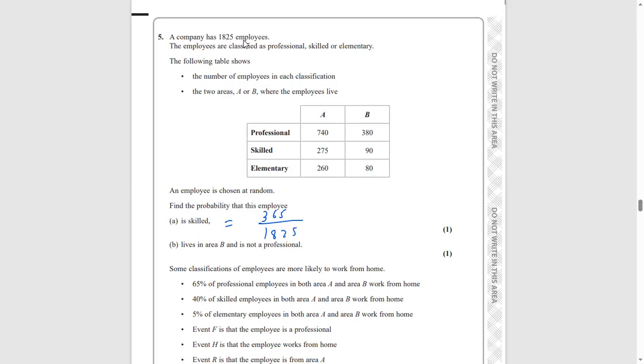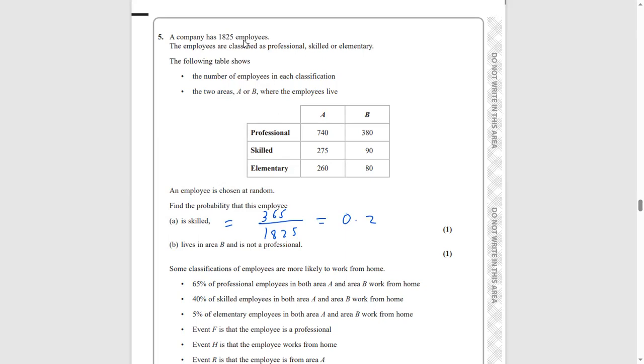If you really wanted to, you could simplify that fraction. If you do that, you get 0.2. So it's probably better just to leave it at 0.2, so a 20% chance you pick a skilled employee. Now, part B: what is the probability that we pick someone that lives in area B and is not professional?